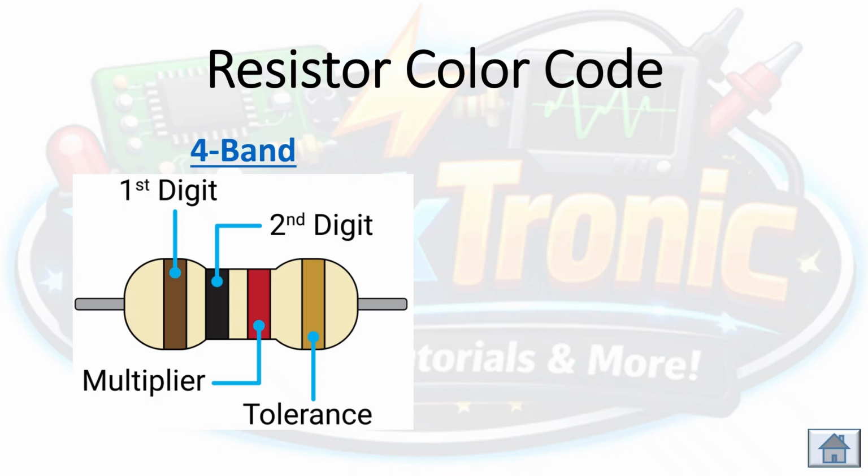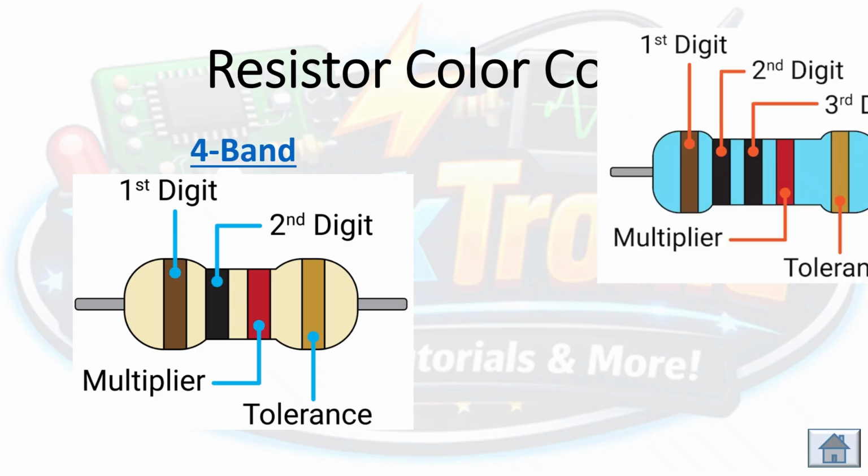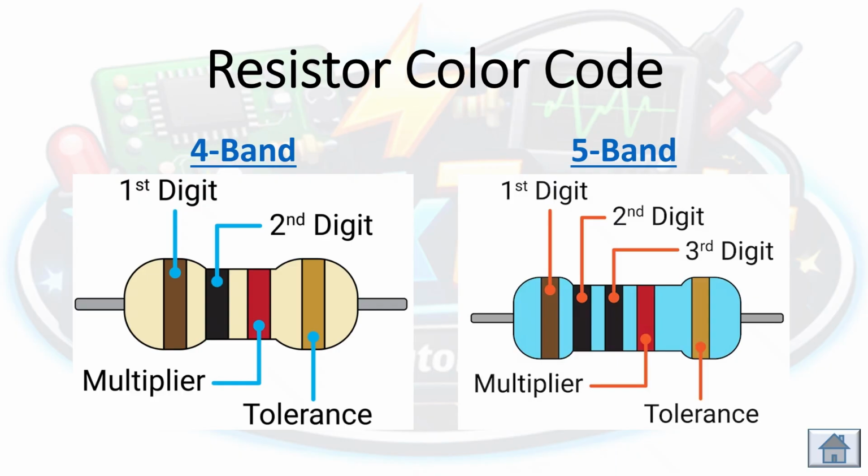So we're now done with the 4-band resistor. Now let's take a look at a 5-band resistor. We're going to do the same thing. We're going to compare the colors of the 5-band resistor with the same color code table we saw earlier. Let's do that now.